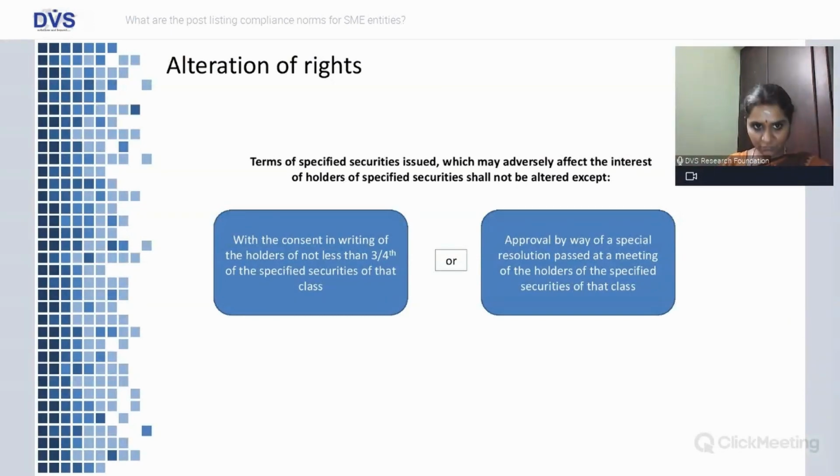Likewise here, the terms of specified securities issued which could adversely impact the interest of those specified securities shall not be altered except by obtaining the specific approval of not less than 3/4 of the specified securities of that class. So this is in line with your other class rights, variation of rights of shareholders, or approval by way of special resolution passed at a meeting of the holders of specified security of that class. So if it is going to be class A or class B, whichever class against which the interest is getting affected, you may have to seek necessary approval in line with this particular provision.